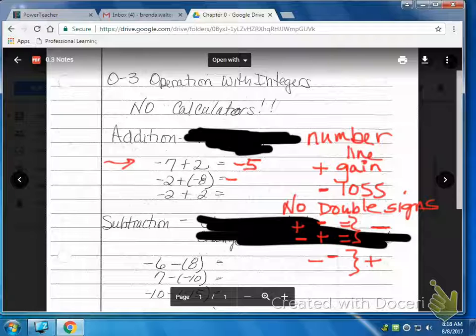So it would be -2, so plus negative. What sign am I really putting there? Here's the rule on it. It's like multiplication. If the signs are different, it's negative. If the signs are the same, it's positive. So if it is plus a negative, you're going to put -8. So that problem says this: I'm at -2 and I lose 8 more. -10.